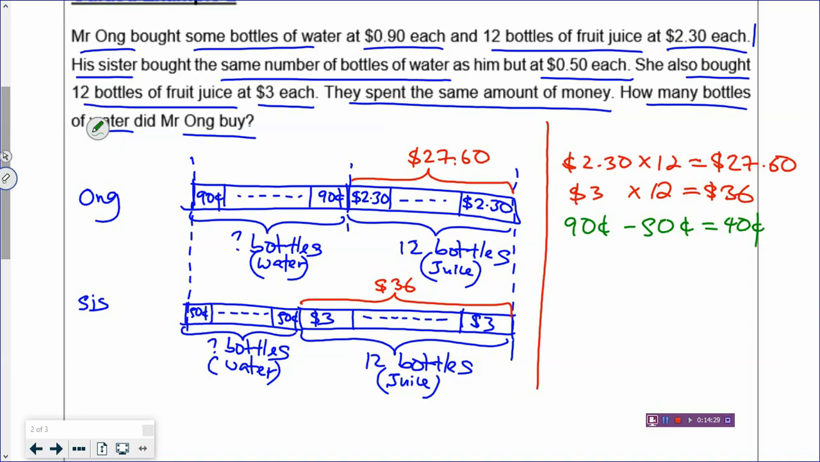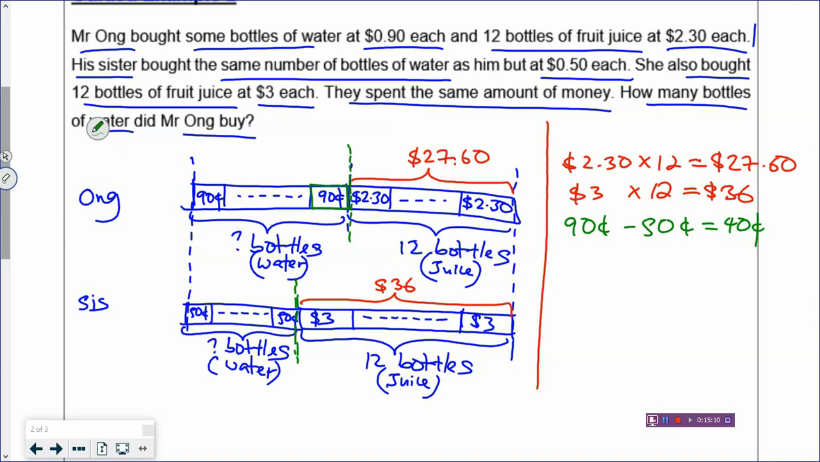Let's look at the last bottle. Where is the last bottle of water that Mr. Ong bought? Which is over here. So let me draw a dotted line. So this is the last bottle of water that Mr. Ong bought. And then where is the last bottle that the sister bought? Which is over here. Can you see that? This is the last bottle that the sister bought, right? And both of them bought an equal number of bottles. They bought the same number of bottles of water.